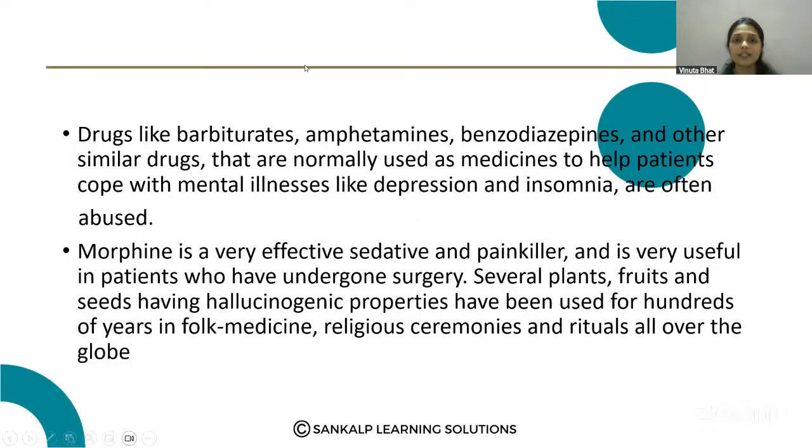Here, morphine is a very effective sedative and painkiller and is very useful for patients who have undergone surgery. I already mentioned that some morphines or some drugs are used as painkillers for persons who have undergone surgery.